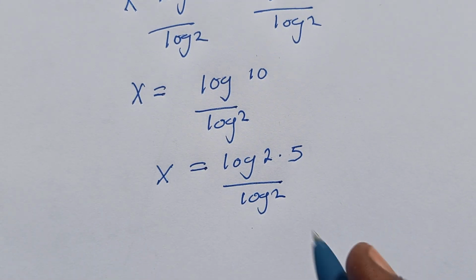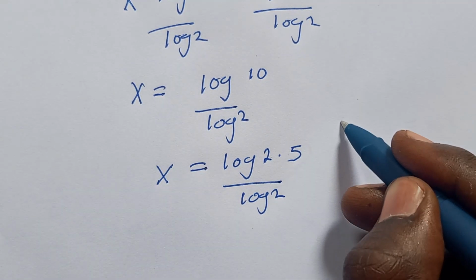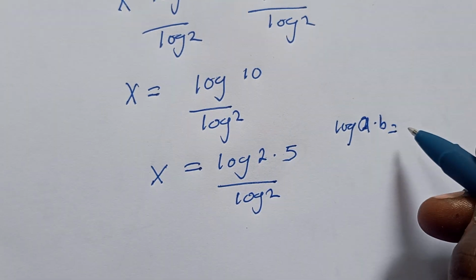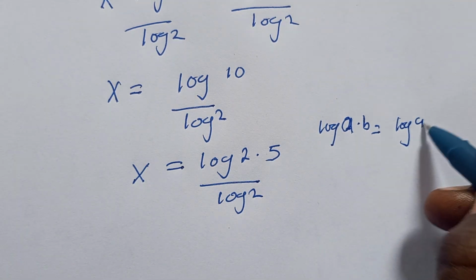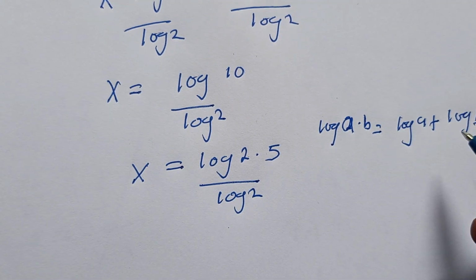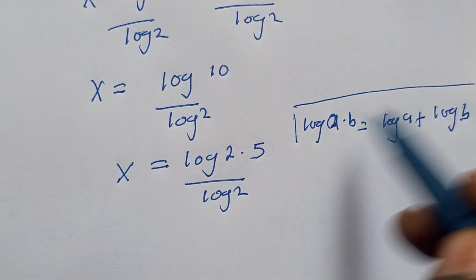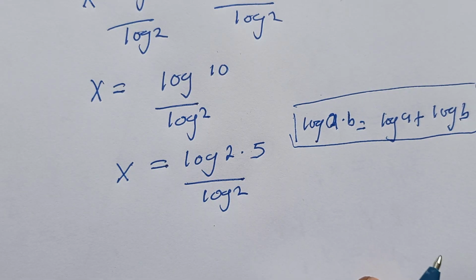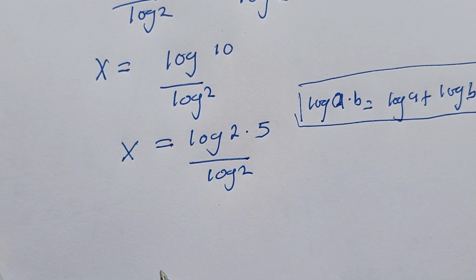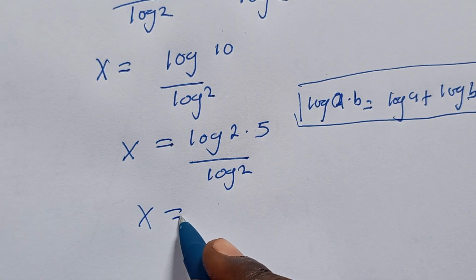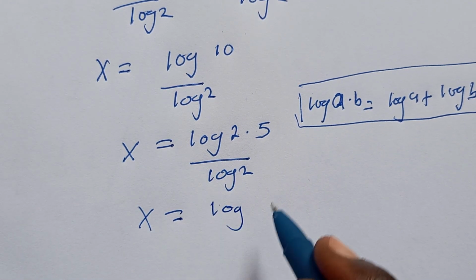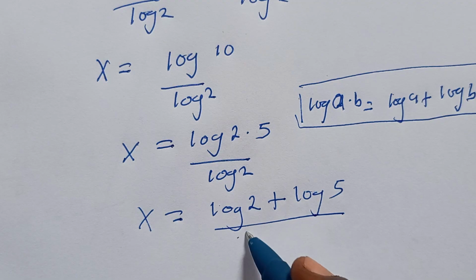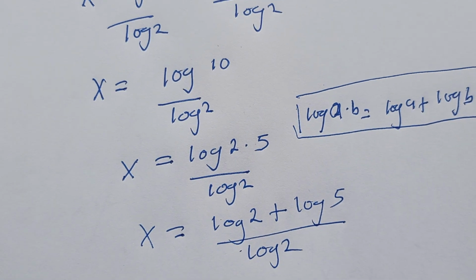So if this is what we have, remember when we have log of a times b, it is the same thing as log a plus log b. Remember this law? So when we have log a times b, it is the same thing as log a plus log b. So let's apply that here. So we have x equal to log of 2 plus log of 5 all divided by log of 2.